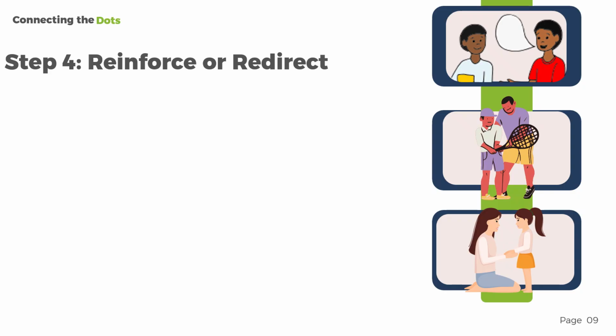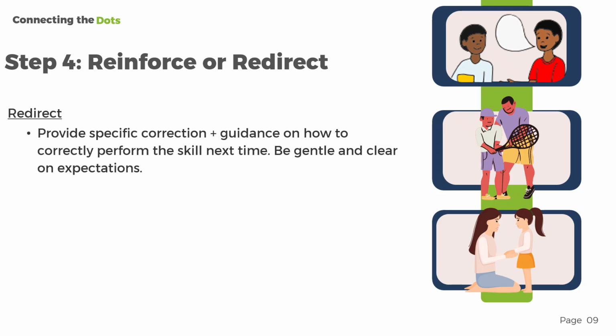When your learner does not perform the skill correctly or doesn't know what to do, you'll want to redirect. You can do this by providing a corrective statement on the specific skill that they should have engaged in, plus guidance on how to correctly perform the skill next time. It is important to be very gentle and clear on your expectations so your learner will still feel motivated to cooperate in learning the skill.